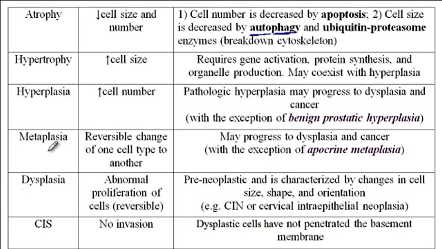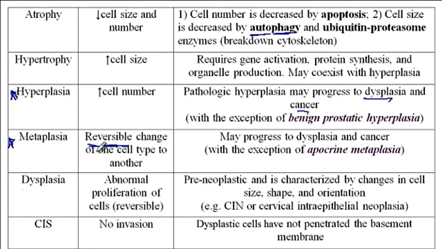The next term is metaplasia, where there is a reversible change of one cell type into another. For instance, there could be a change of columnar cells into squamous cells or vice versa. And so metaplasia is again another condition that can progress into dysplasia and cancer. So far, hyperplasia and metaplasia had the potential to develop into dysplasia as well as cancer.